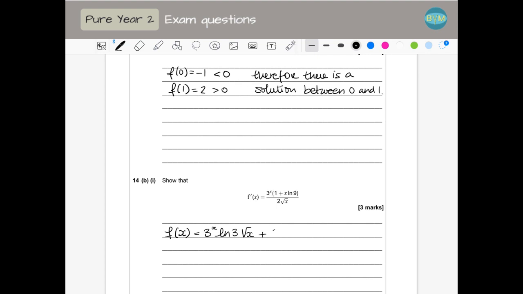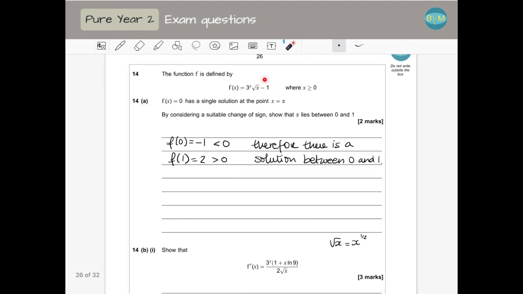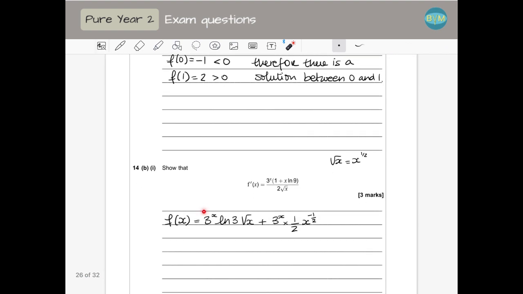So the derivative of 3 to the power of x is 3 to the power of x ln 3. Then I'm going to multiply that by the second one, root x, plus 3 to the power of x multiplied by the derivative of root x. Remember, root x is x to the power of 1/2. So if we differentiate that, we have 1/2 x to the power of minus 1/2. And the minus 1, its derivative is 0.